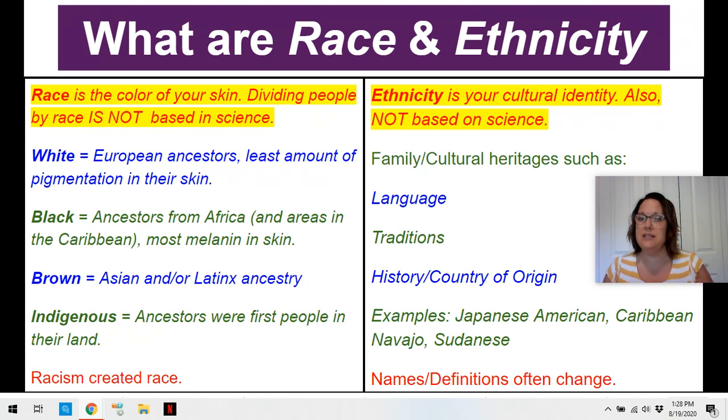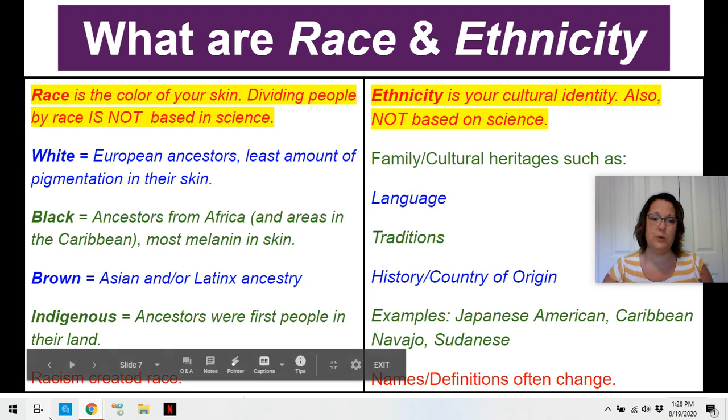Race differs from ethnicity because ethnicity is not based on physical attributes. It's more language, tradition, history, or country of origin. But again, this is not based on science. This is just a labeling system that our country uses. And the definitions often change, and other countries do it differently. I know South Africa has race labels that are different than ours, and other countries have ethnicity labels that are different than ours. So the fact that they can be different wherever you go shows that it is pretty arbitrary.